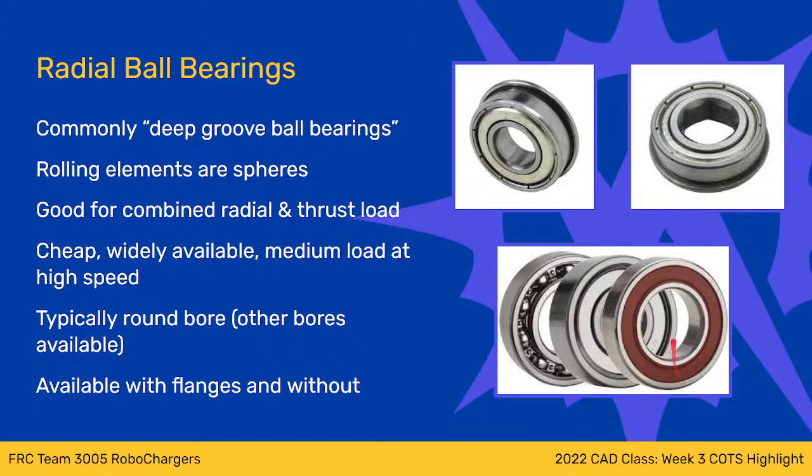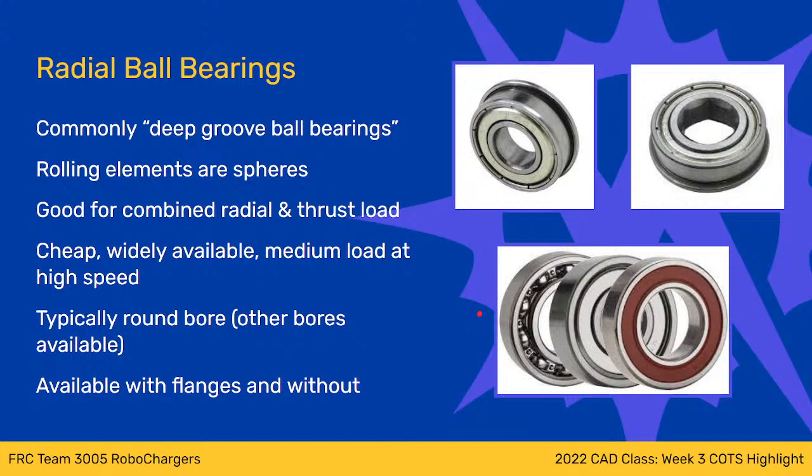Typically, the reason you have a sealed bearing is it keeps lubrication in and it keeps outside things out, and nothing can get in there. Those are very common. Unfortunately, they're not super great for FRC because they add a lot of drag to high-speed shafts. So that's kind of unfortunate.